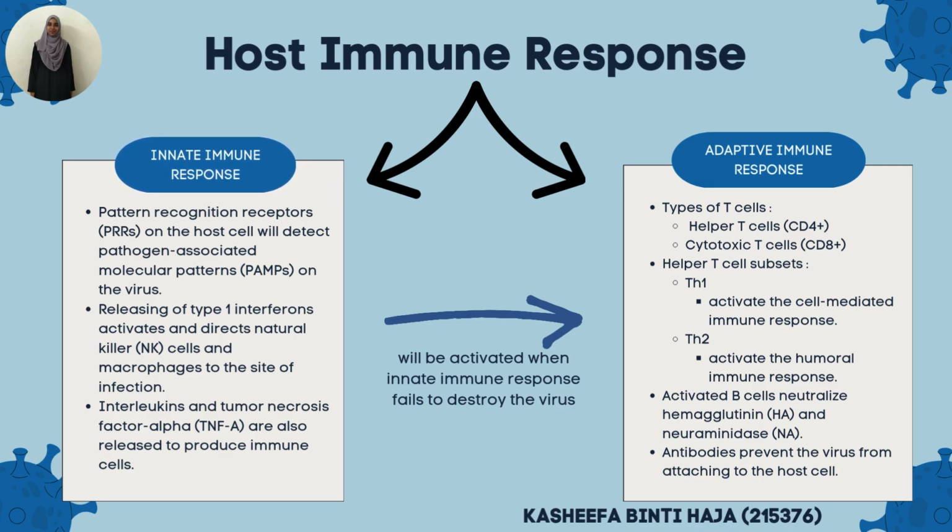Innate immune response will be activated when PRRs on the host cell detect PAMPs on the virus. Detection of PAMPs will release type 1 interferon that activates and directs natural killer cells and macrophages to the site of infection. Other than that, interleukins and tumor necrosis factor alpha will also be released to produce immune cells. Failure of innate immune response to destroy the virus will activate adaptive immune response.